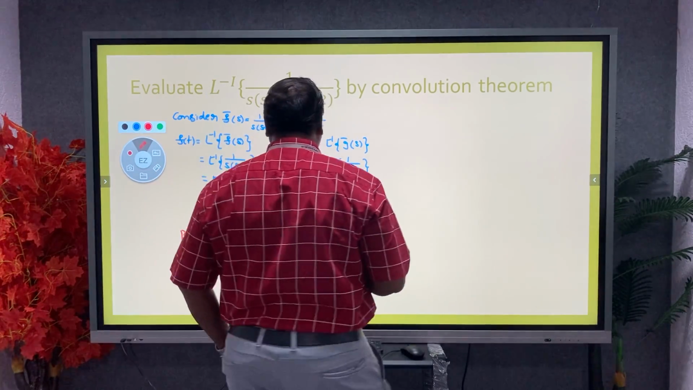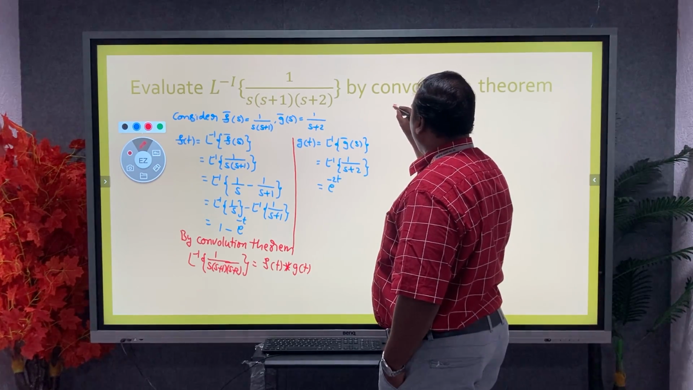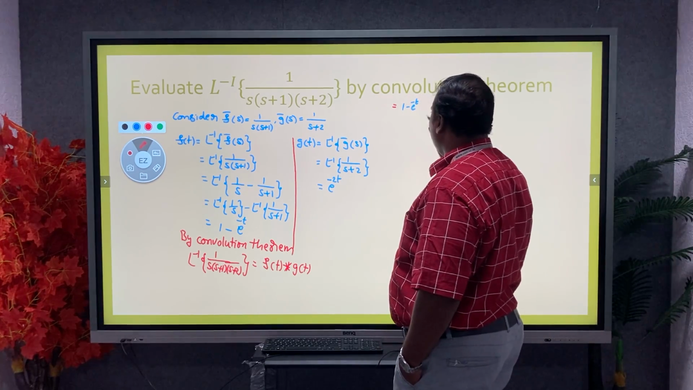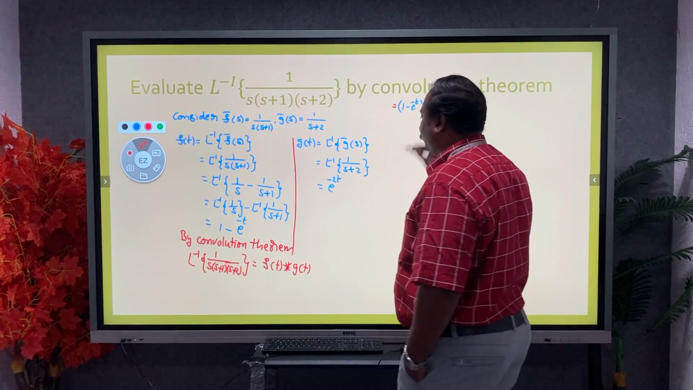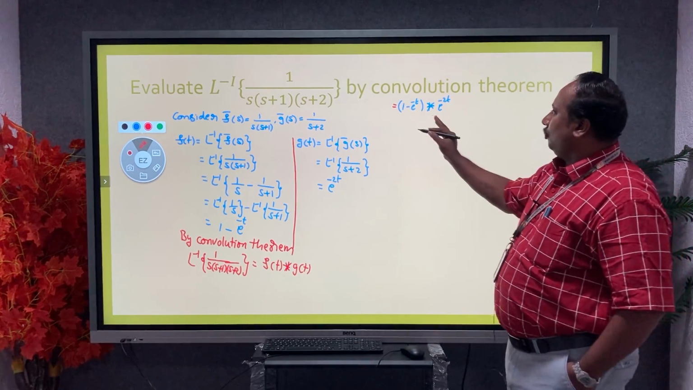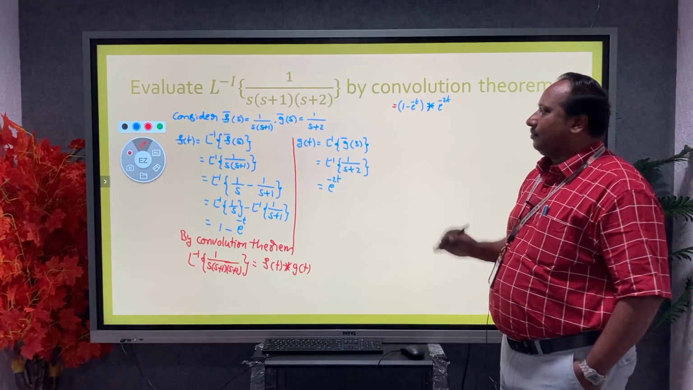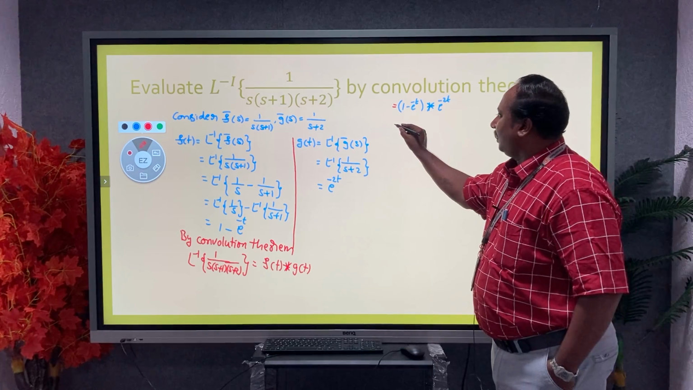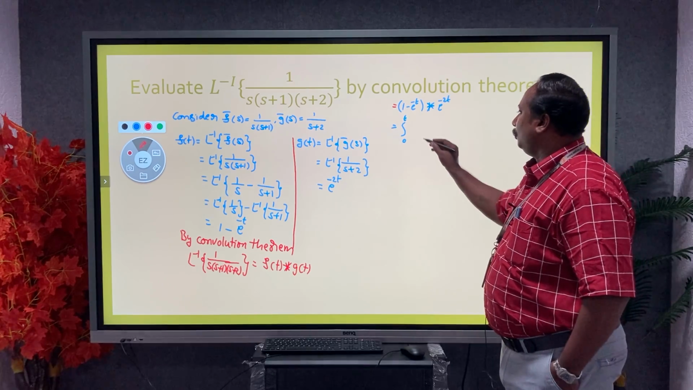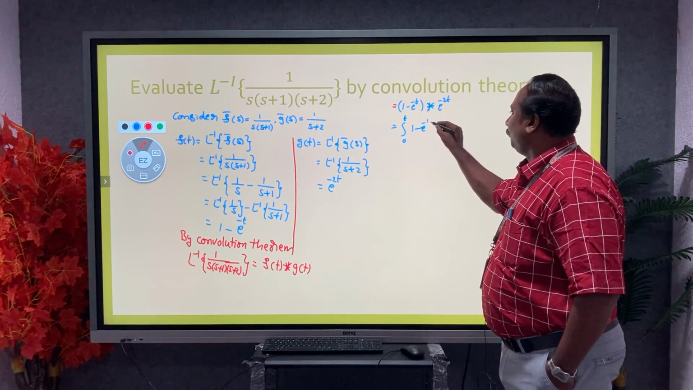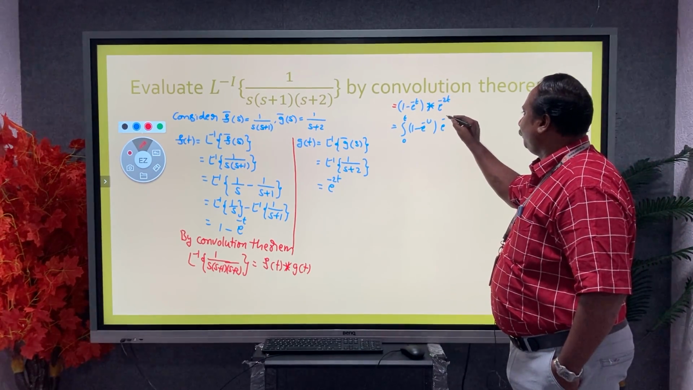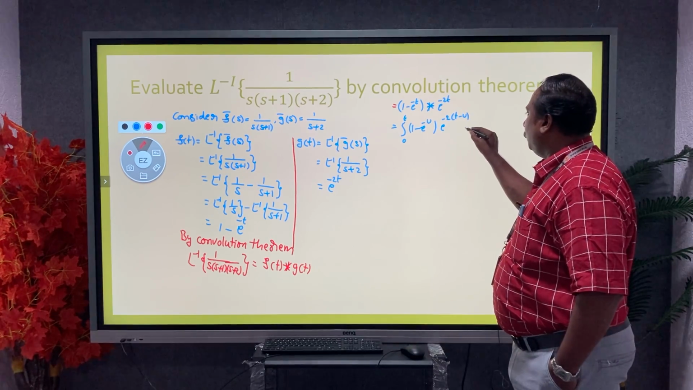Okay. So what is F of t star G of t? Here we have F of t equal to 1 minus e power minus t. Okay. Star G of t. What is G of t? E power minus 2t. Okay. So this is a convolution product of 1 minus e power minus t and e power minus 2t. Right. So it can be written as integral 0 to t. Okay. F of u. What is F of u? 1 minus e power minus u. Right. Into g of t minus u, e power minus 2 into t minus u du.